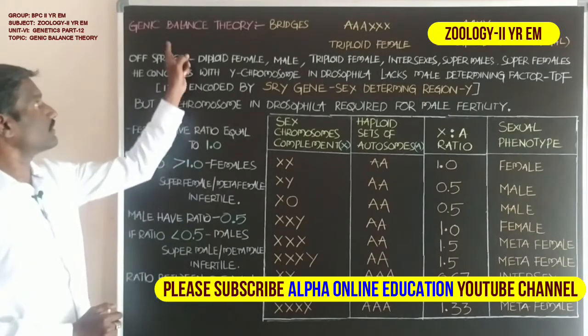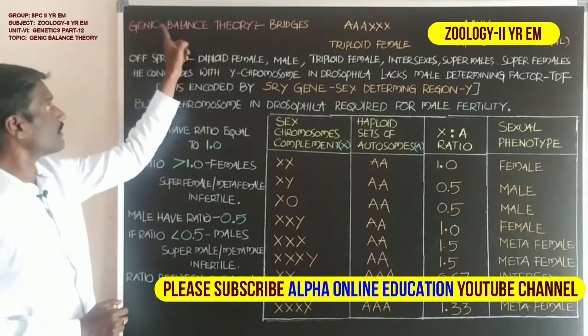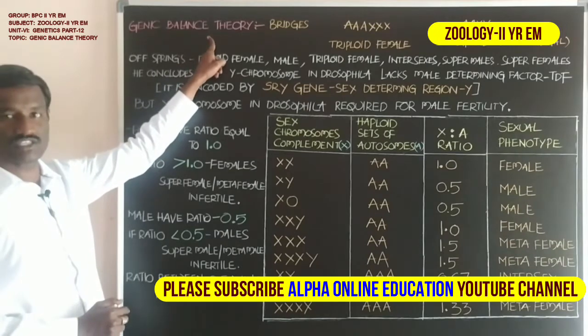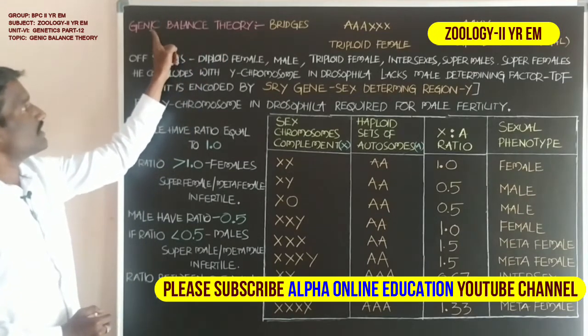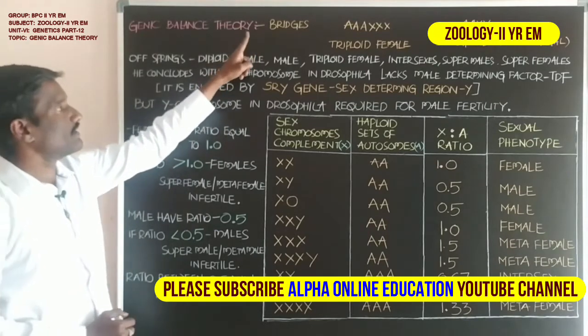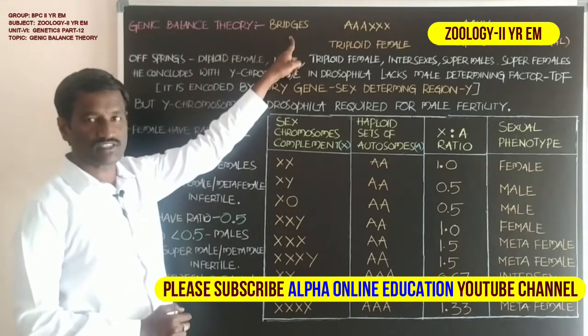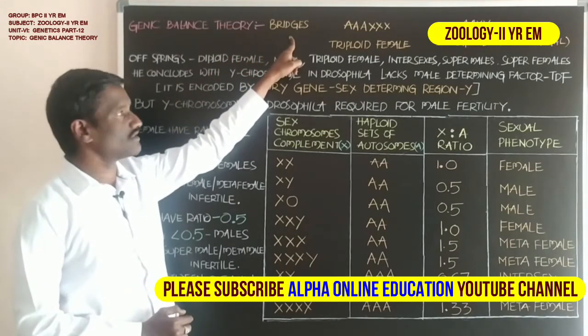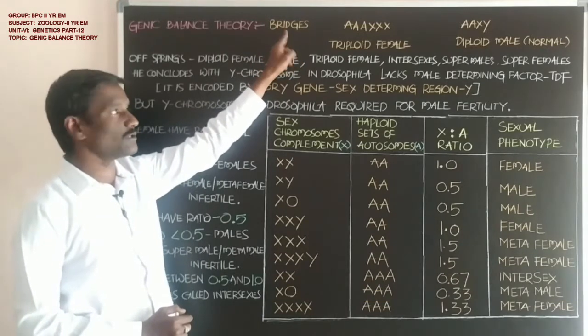Students, now we are going to discuss the remaining part of the genic balance theory of sex determination. The genic balance theory of sex determination in Drosophila was discovered by C.B. Bridges, an American scientist.